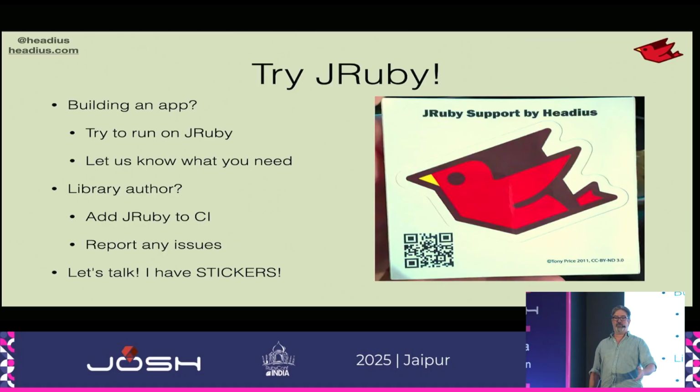Are you building an app? Try writing on JRuby. Bundle install, see if it all installs okay. Run Puma, see if it starts up. Let us know what you need. Let us know what doesn't work. Are you a library author? Put JRuby into your continuous integration. Add JRuby to your list of supported runtimes.